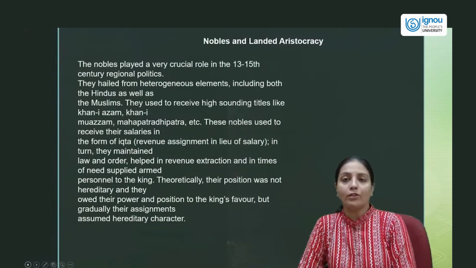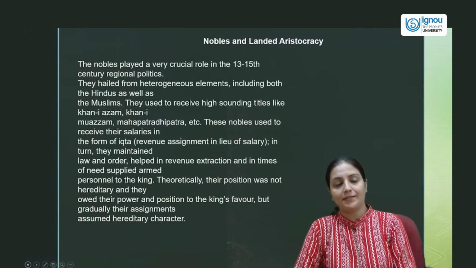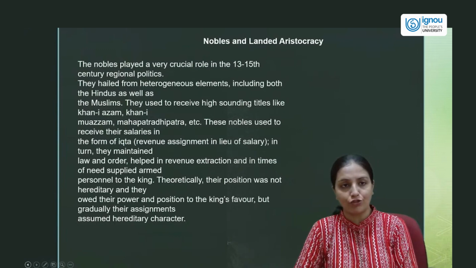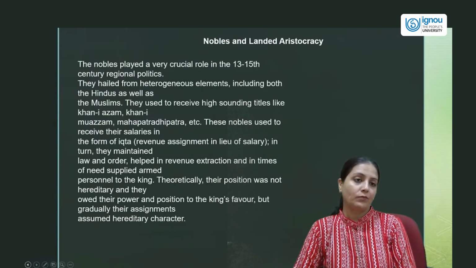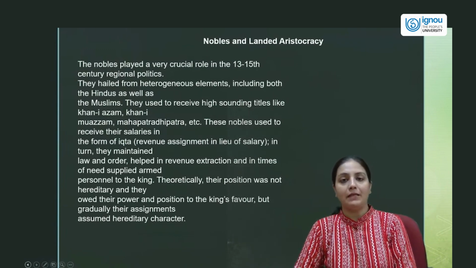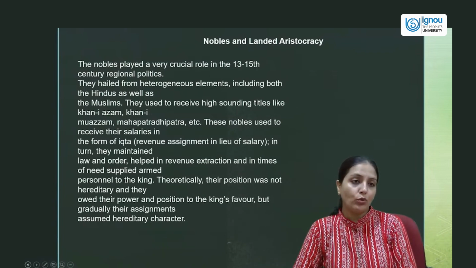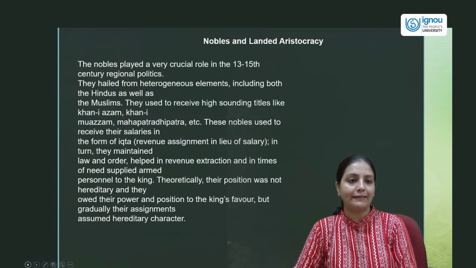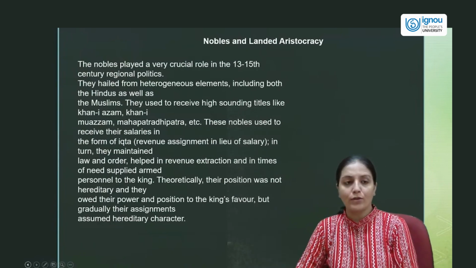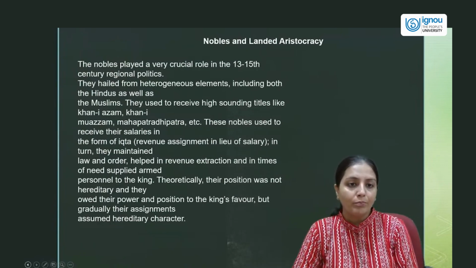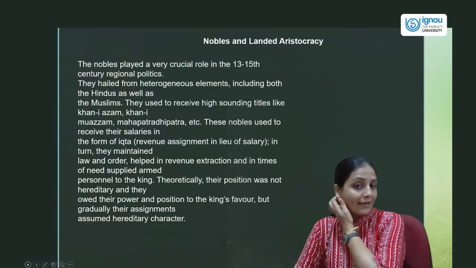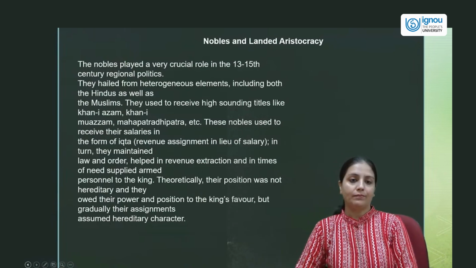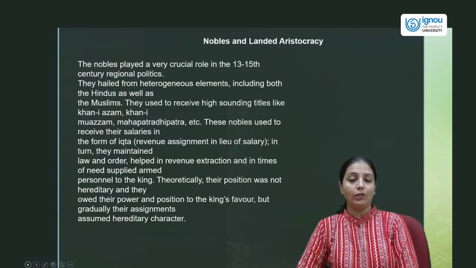Next, we are going to study about the nobles and land aristocracy. The nobles played a very crucial role in 13th to 15th century regional politics. They hailed from heterogeneous elements, including both Hindus as well as Muslims. They used to receive high-sounding titles like Khan-e-Azam, Khan-e-Muazzam, and Mahapatra Divara, etc. These nobles used to receive their salaries in the form of ikta. Ikta is a revenue assignment in lieu of salary.